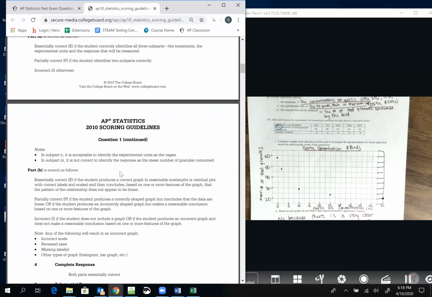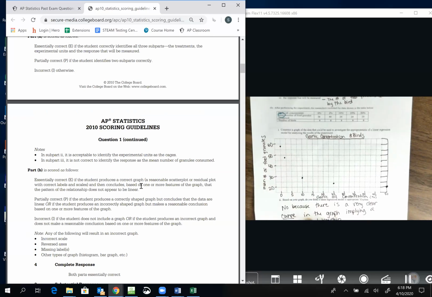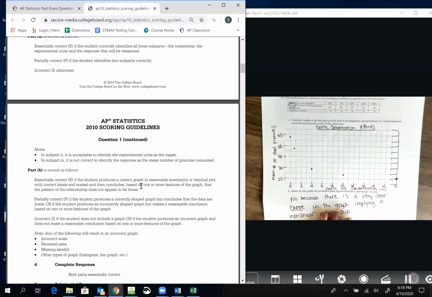Let's see what it says. Essentially correct, the student produces a correct graph and then concludes based on one or more features of the graph that the pattern of the relationship does not appear linear. So I did that down here. No, because there's a very clear curve in the graph implying a nonlinear relationship. Partially correct if they produce a correctly shaped graph but concludes the data are linear, or if the student produces an incorrectly shaped graph but makes a reasonable conclusion based on one or more features of the graph.